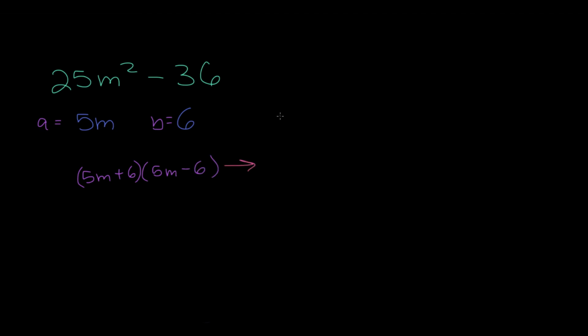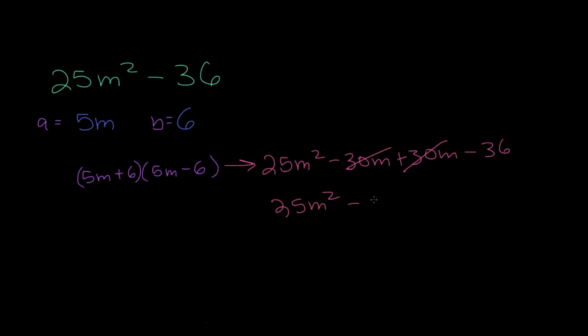So let's check our work by FOILing this out. 5m times 5m gives us 25m squared. Then 5m times negative 6 gives us minus 30m. 6 times 5m gives us plus 30m. And 6 times negative 6 gives us minus 36. Simplifying this, we get 25m squared. Minus 30m plus 30m gives us just 0, so those cancel out. We are left with minus 36 here. So this is the same as our original equation, which tells us that 5m plus 6 times 5m minus 6 is correct.